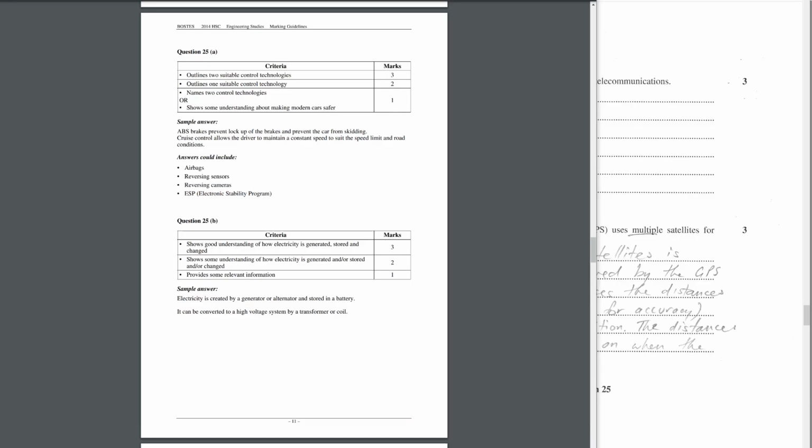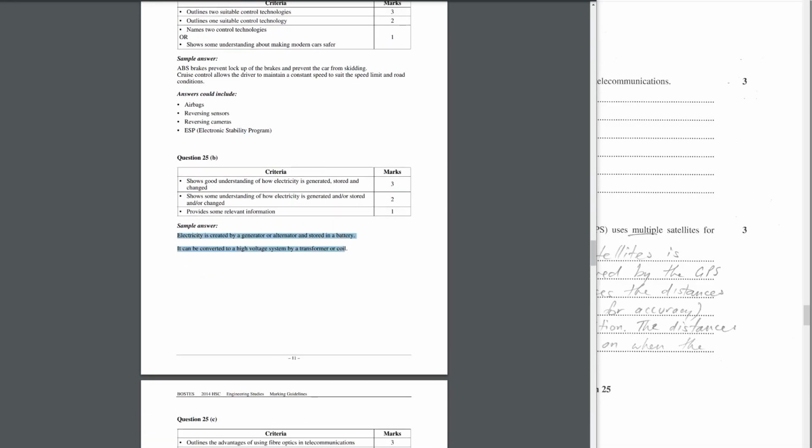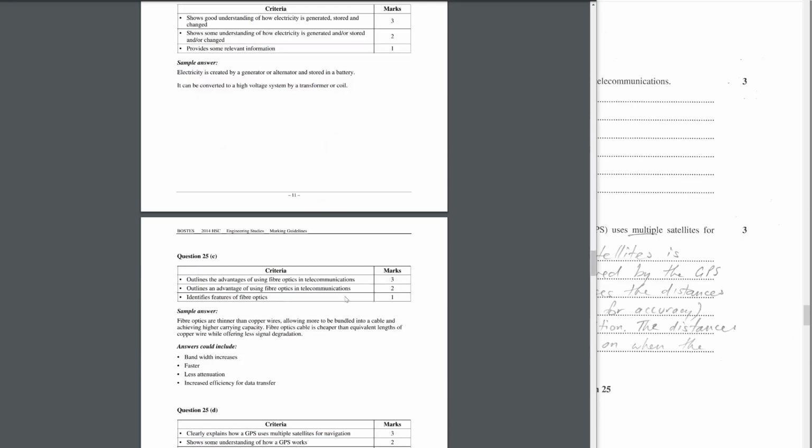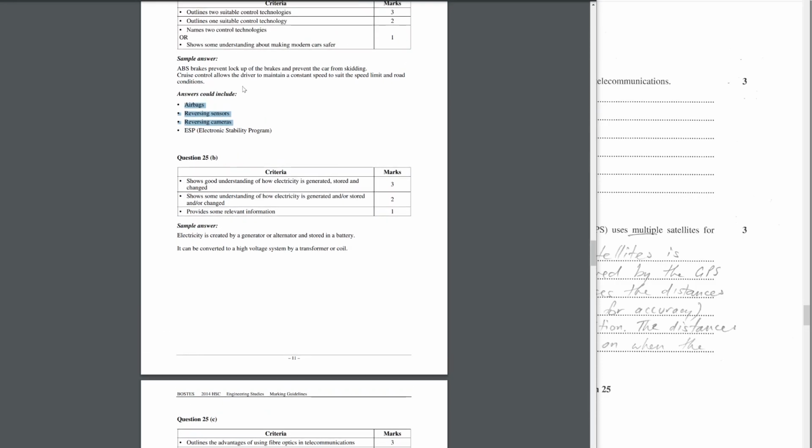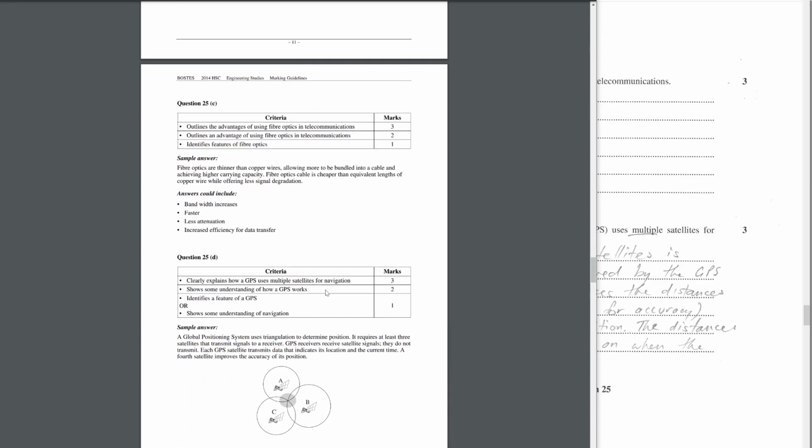Electricity, man, that's a very bad sample answer. It's only 2 lines and it's a 3-mark question. I don't really like either of those. Cruise control, the last year's paper, 2021, had a very similar question. Look at that one if you want a better answer. Question 2021. Okay, sometimes there's a benefit in going backwards. Okay. Bandwidth, I don't know why it's 2 words. It's faster, less attenuation, efficiency.